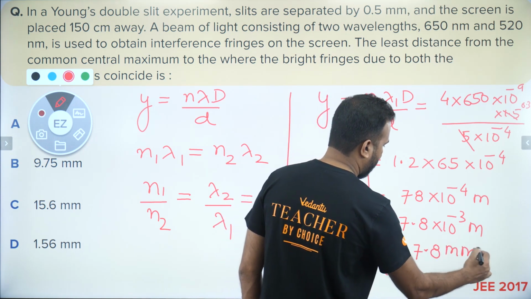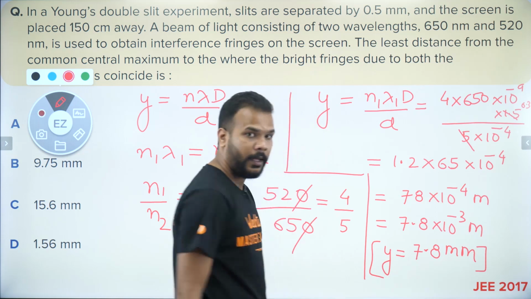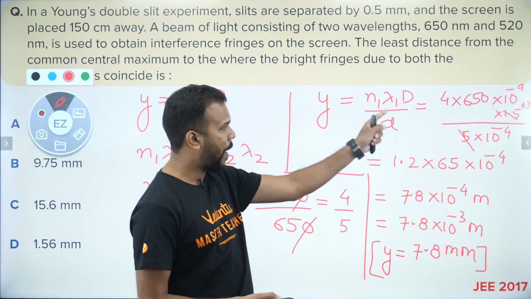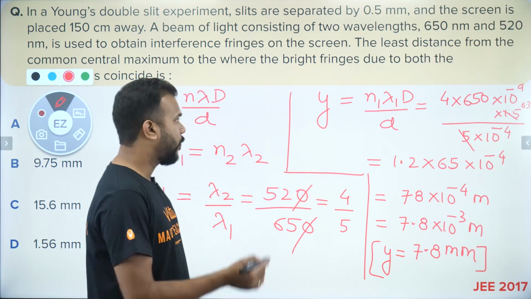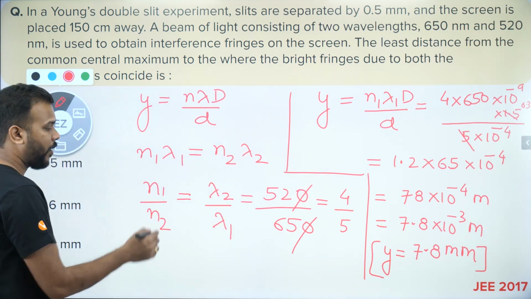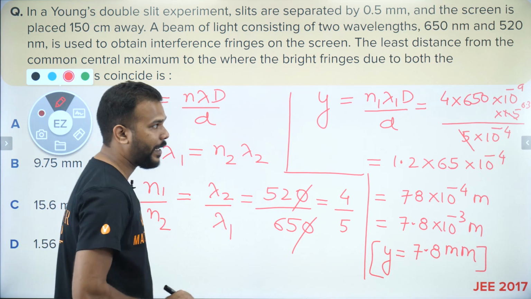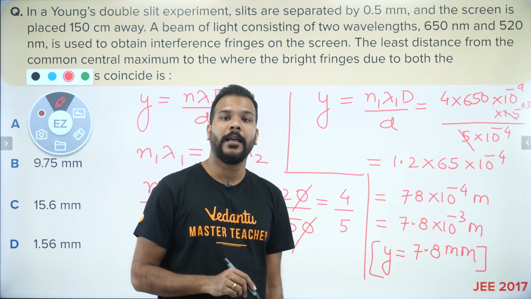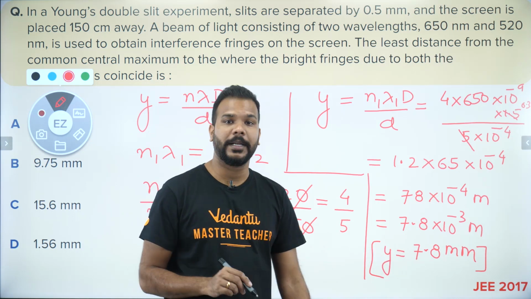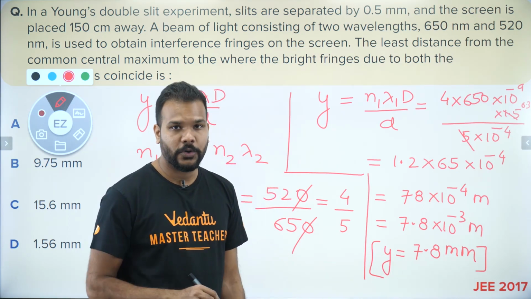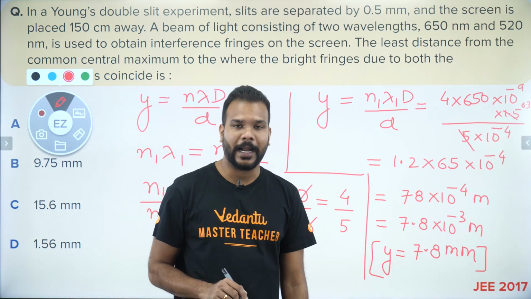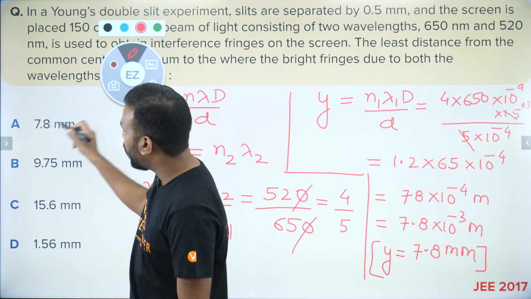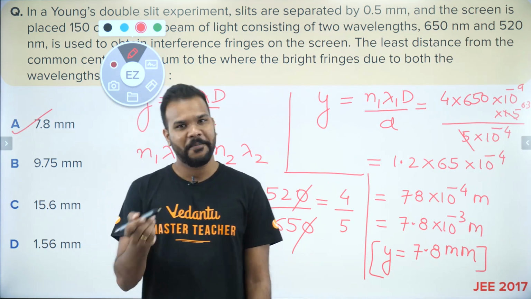7.8 millimeters. Okay, now what you can try by yourself is to use n2 lambda 2 capital D by small d. For n2, use the value 5, and lambda 2, use it as 520. Solve it and check and verify whether you get the correct answer as 7.8 millimeter or not. Okay, obviously you should. That's basically a practice for you to do, and the correct answer to this question comes out to be option A, and that is 7.8 millimeter.